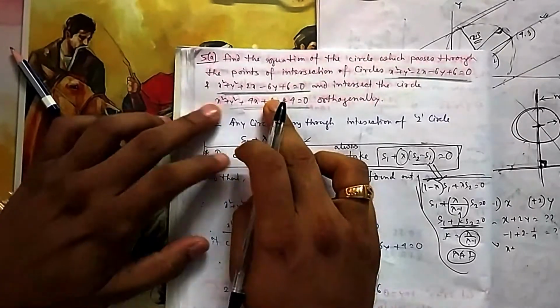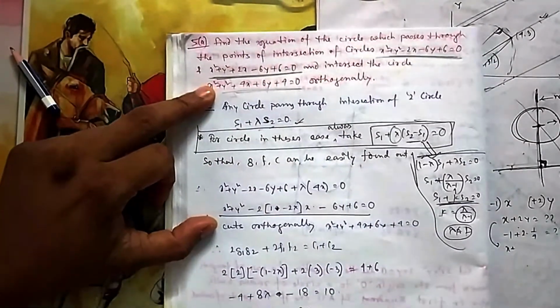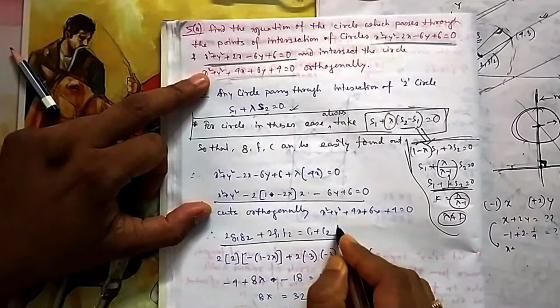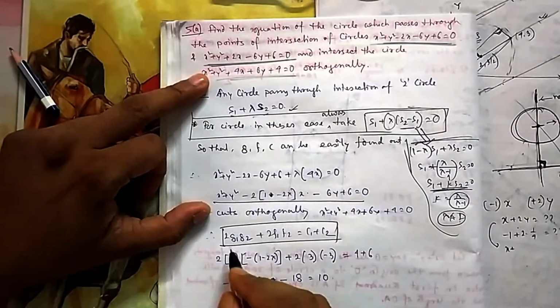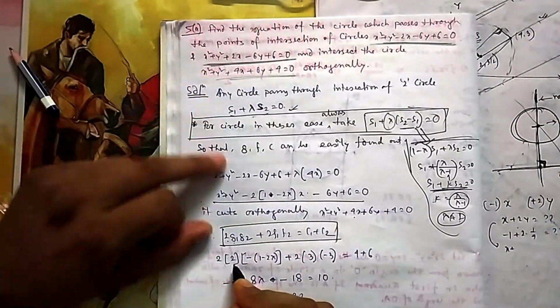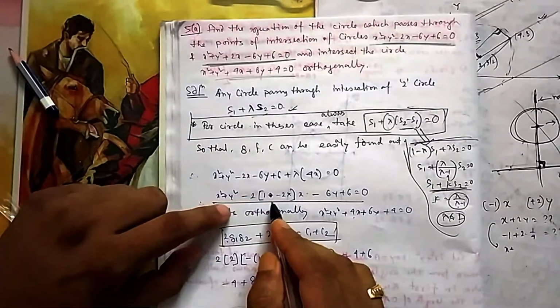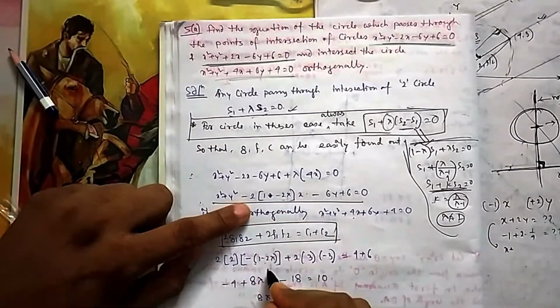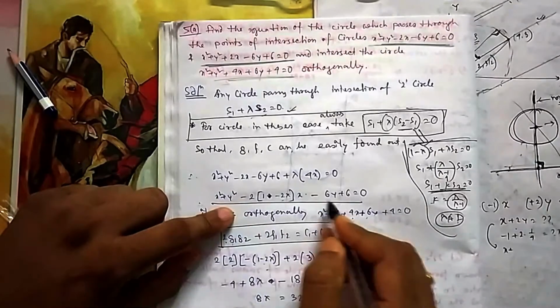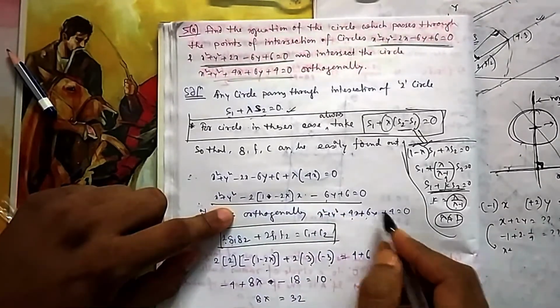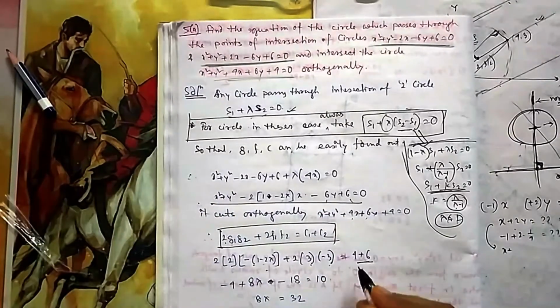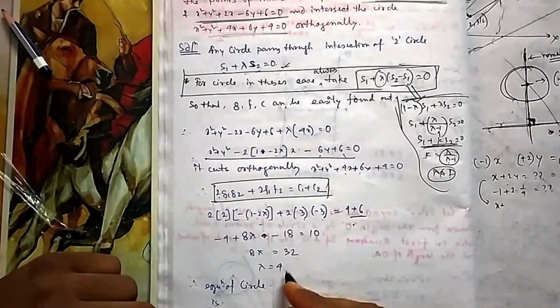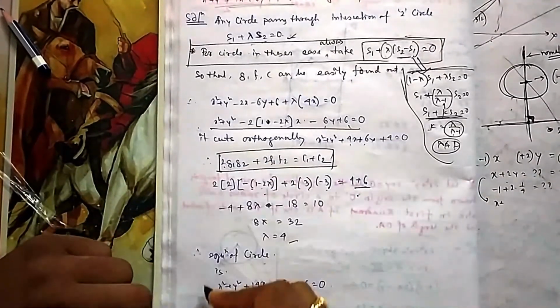So these cut orthogonally to this. So if it cuts orthogonally, then what is the formula? 2g1 g2 plus 2f1 f2 is equal to c1 plus c2. So you apply this one. 2g1 is 2 here, and from here g2 is minus 1 minus lambda. Here it is 3 and here it is minus 3, equal to c1 plus c2. c1 is 6, c2 is 4. So you apply this one, you will find lambda. So the equation of the circle is, you put the lambda back into this. So this is the equation.